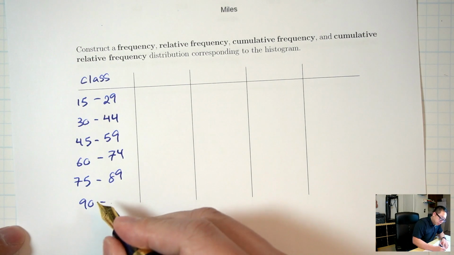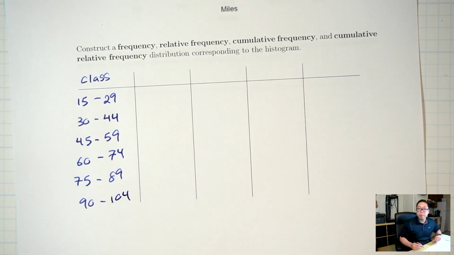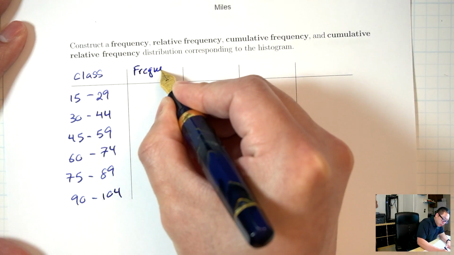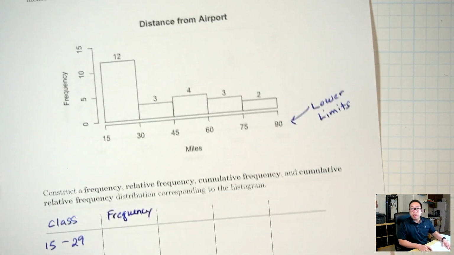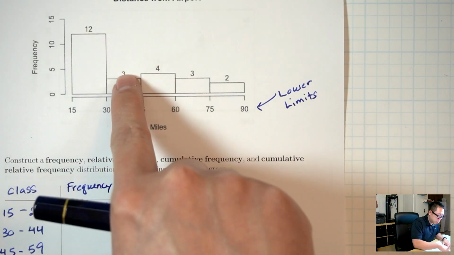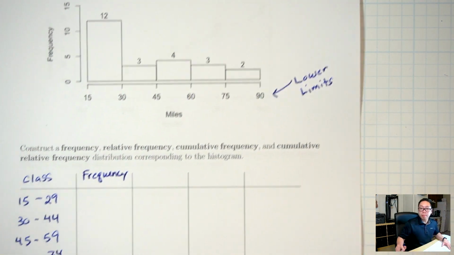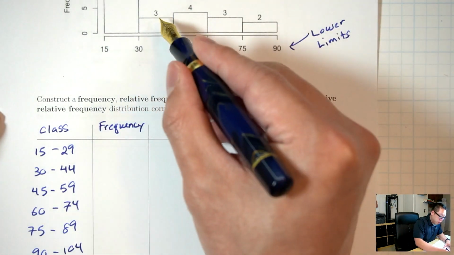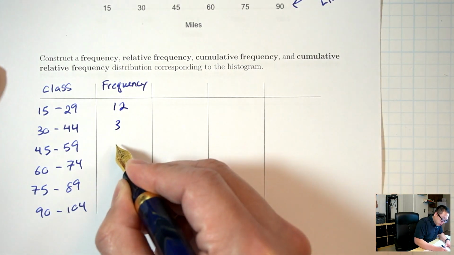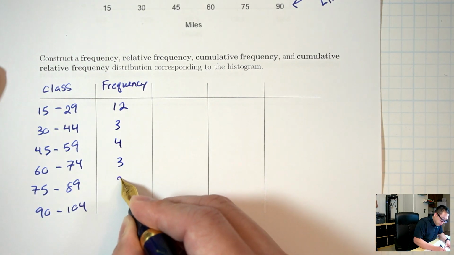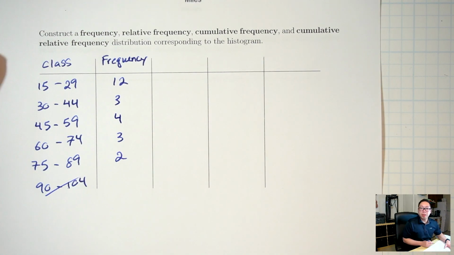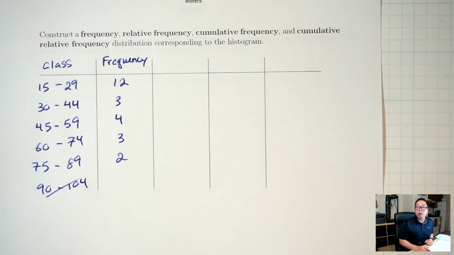$104. Okay, and then I need to find my frequencies. So this is a frequency histogram, which means the heights are frequencies. Okay, so my frequencies are just 12, 3, 4, 3, and 2. And I didn't need this last one anyway. And then from here, I think you know how to find the other columns, so I'm not going to go through that.